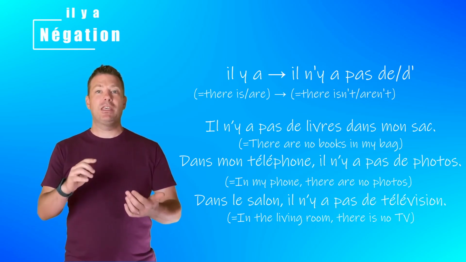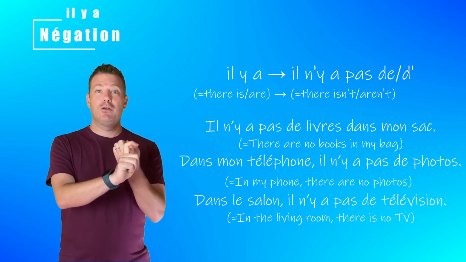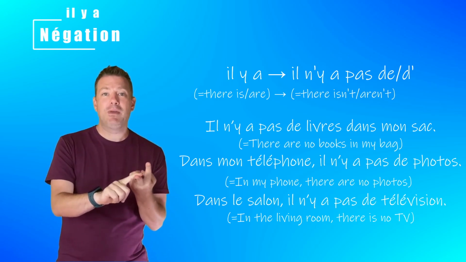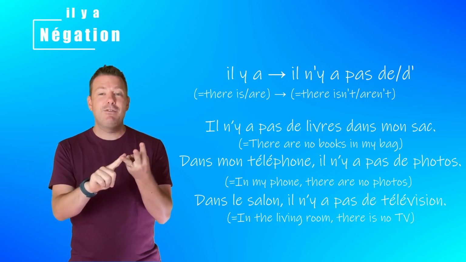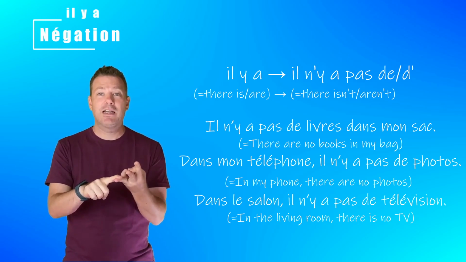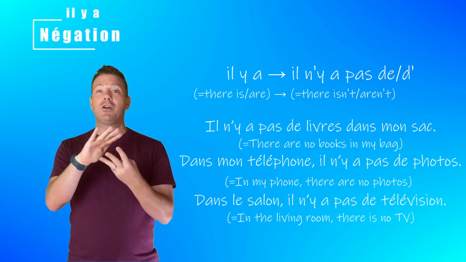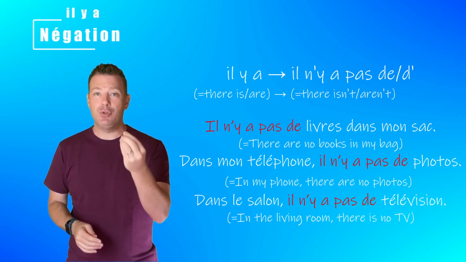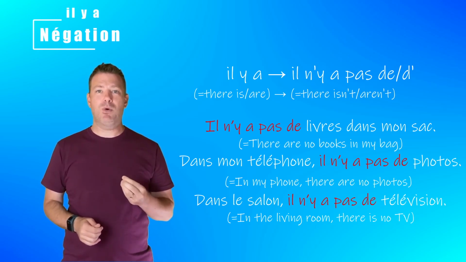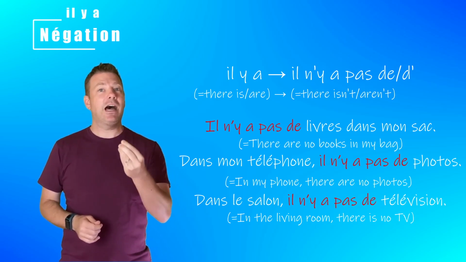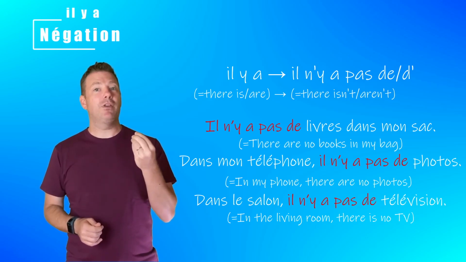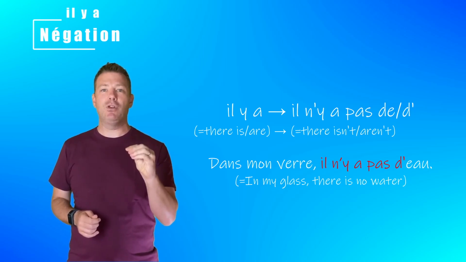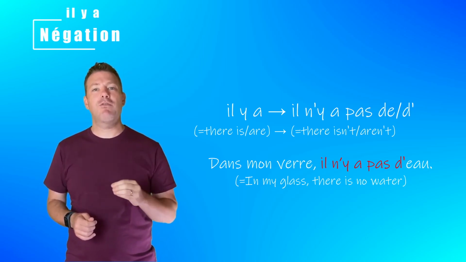Okay? So here we had books, masculine and plural. Photo, feminine and singular. Télévision, feminine and singular. You see, whatever is the gender and number, you're going to use il n'y a pas de, and the de is very important. The only other way you can find is with the apostrophe, okay? De can be also d' with the apostrophe if the noun that follows starts with a vowel.